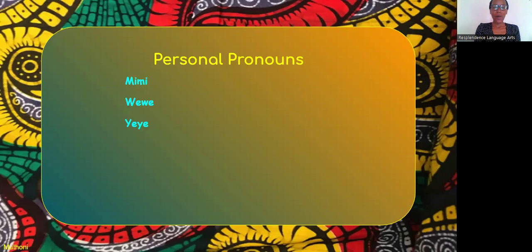All right. Now, this is personal pronouns, singular, I mean first person singular. Mimi, second person singular, wewe, third person singular, yeye, he or she. And now let us move to plural. In this case again, sisi is we, first person plural. Sisi, we.